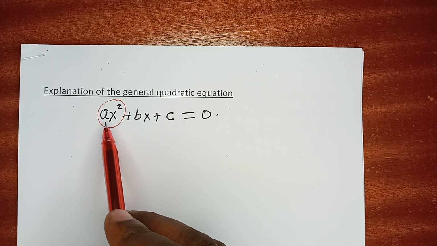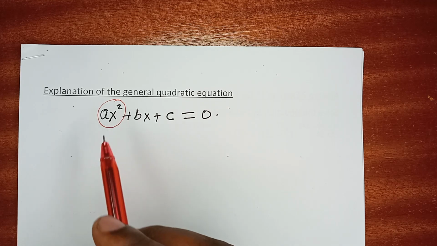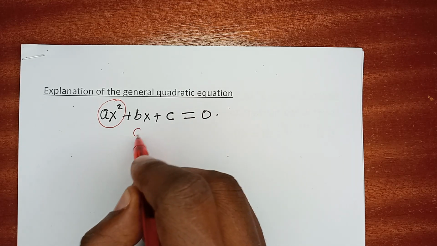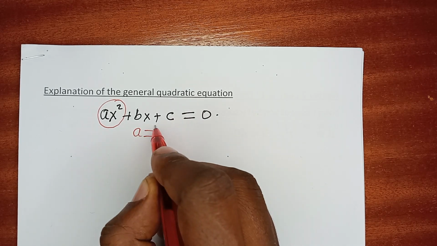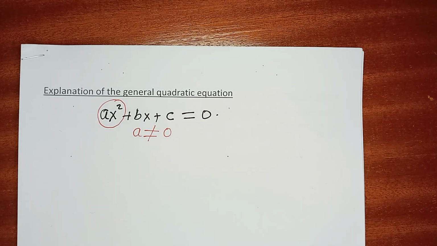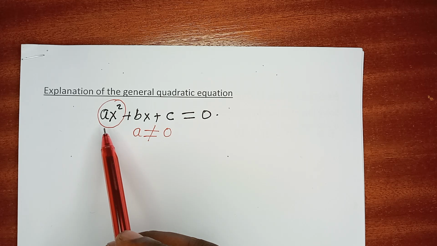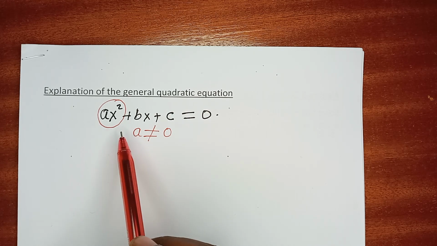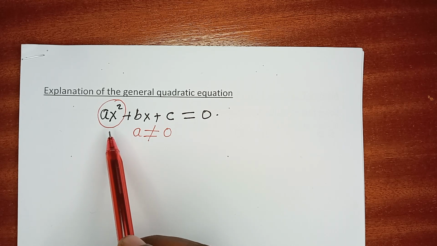Now, a is a coefficient of x squared, a whole number, plus or minus, that is in front of x squared, which is not 0. And for this particular term to exist, a must never be equal to 0. Because if a is 0, then the whole of term 1 ceases to exist because it will be nullified to 0. If a is 0, then term 1 is 0.